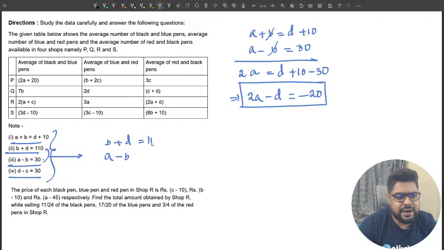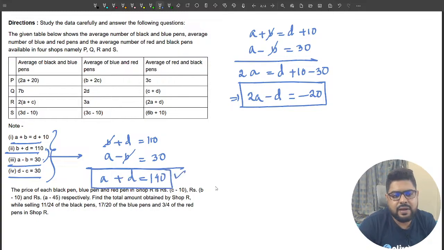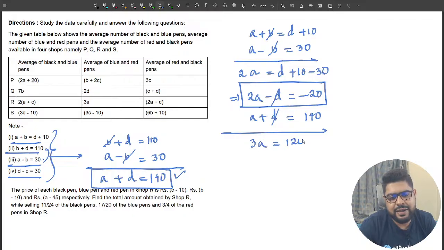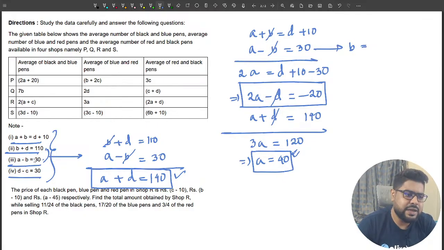B plus D is 110 given and this is given as 30. Sir, add them, B cancels. So A plus D comes out to be 140. Add them, D cancels. 3A becomes 120. A becomes 40. Once you get this value, then you see from here B will become how much?